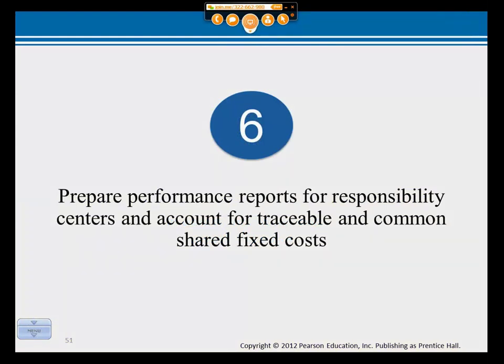So number 6, prepare performance reports. Yeah, let's do 6.